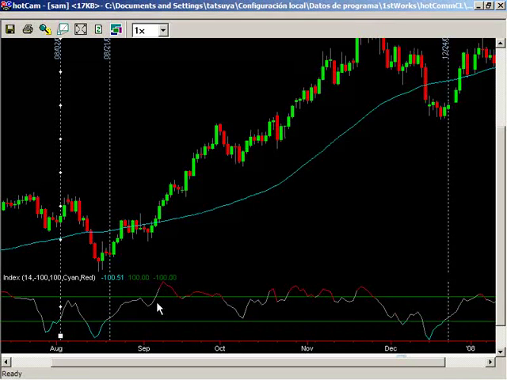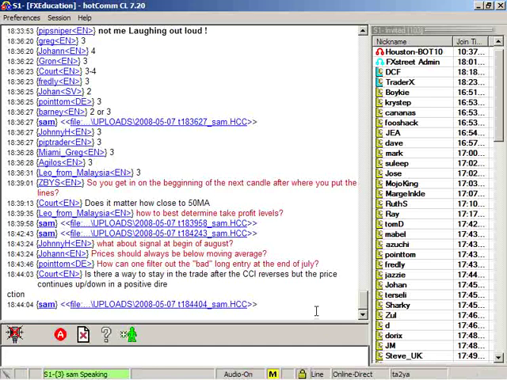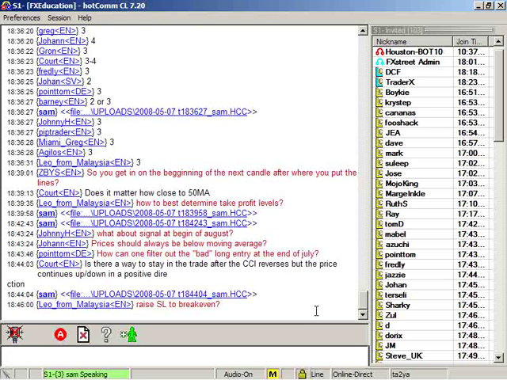Everybody see this question here? How can one filter out the bad long entry at the end of July? Again, please don't think I'm picking on anyone here, because I'm completely not. But someone who's been trading for a while, who does well, they would not worry about that. They wouldn't try to filter out that loser, because they realize that you're going to have losses. And if you're handling your average win to average loss the right way, they're not going to care about the losses, because the losses are small and the winners are big.